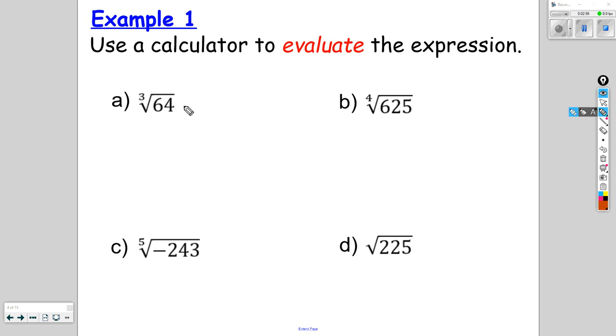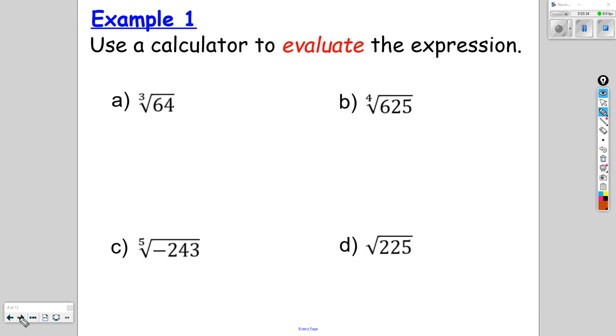Okay, so the cube root of 64 is just 4. The 4th root of 625 is 5. The 5th root of negative 243 is negative 3. And then the square root, notice that there's no number there. It's implied that that number is 2. So the square root of 225 is 15. Once again, just double check and make sure that you're getting the same values. Otherwise, you may have to Google how to use your calculator. Just type in the model of your calculator and then type in the specific question that you're asking.